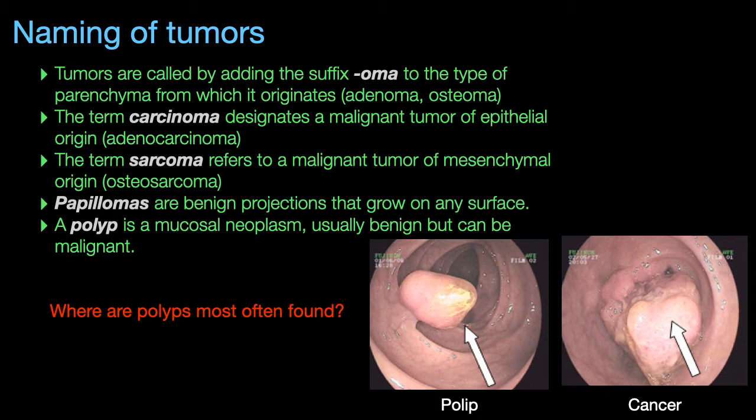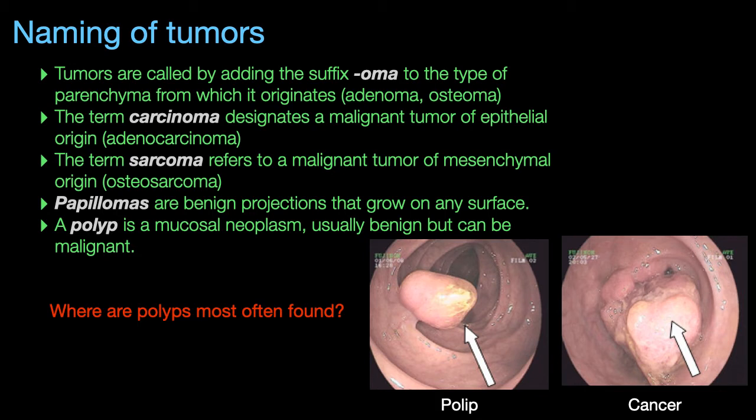Okay, so adenoma means that it comes from a gland. Osteoma means a tumor of the bones. All right, so the term carcinoma is going to designate a malignant tumor of epithelial origin. As an example, adenocarcinoma. You know that glands are a type of a specialized epithelium.